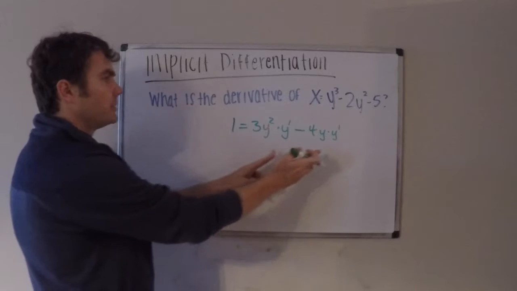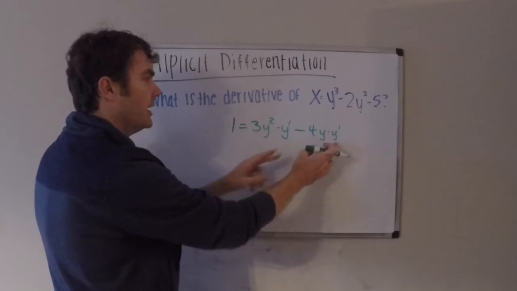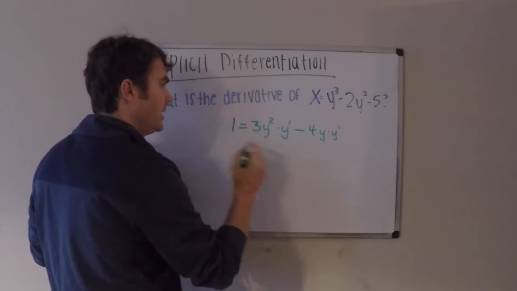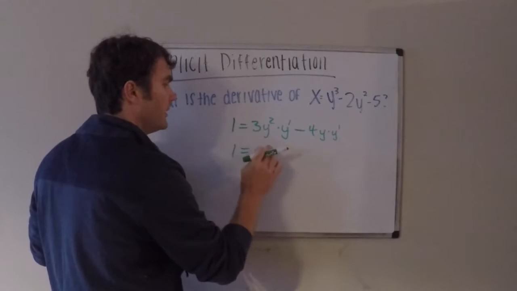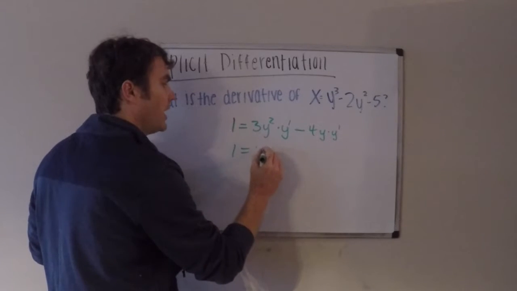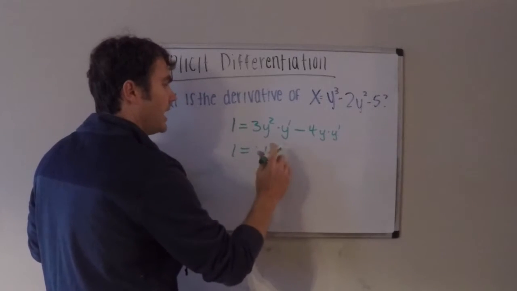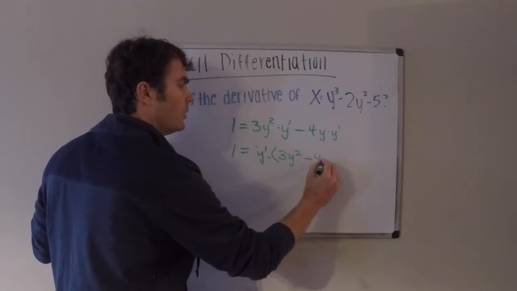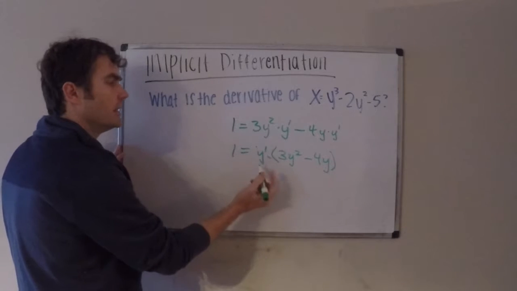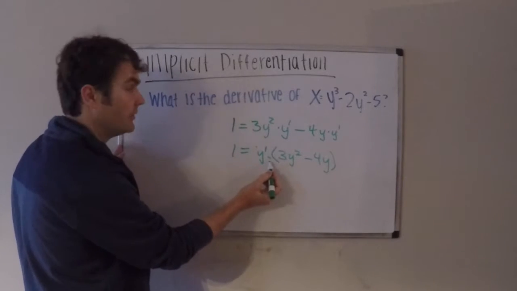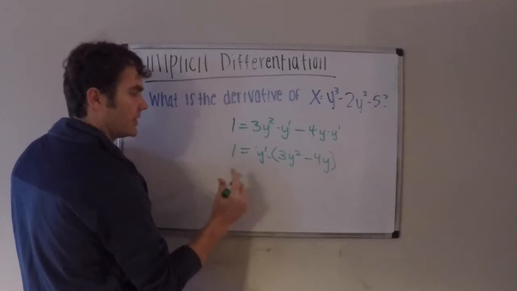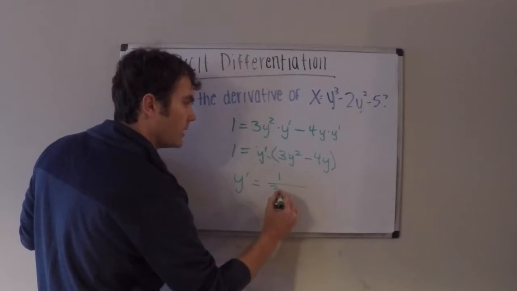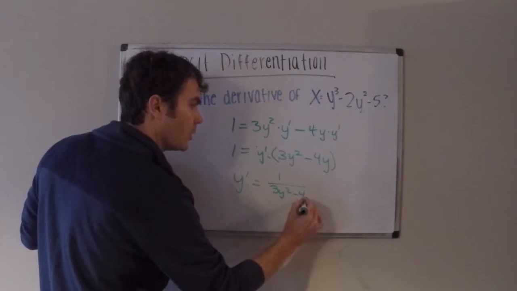Now what we've got to do is get y prime by itself. This is where it gets a little tricky sometimes. What you need to do is factor out y prime. So I'm going to have 1 equals y prime out front, times 3y squared minus 4y. Again, the entire purpose is to get y prime by itself, so I need to now divide this over to the other side. The final answer will be y prime equals 1 over 3y squared minus 4y.